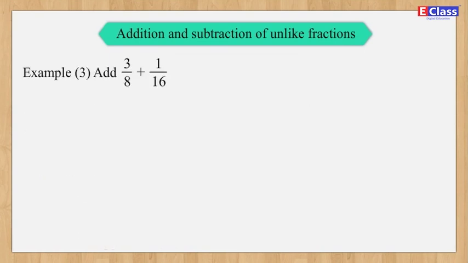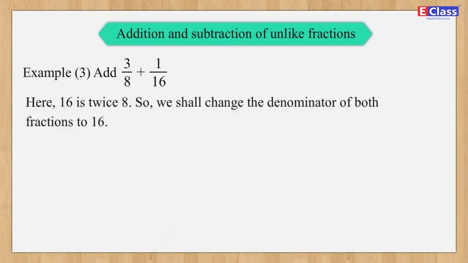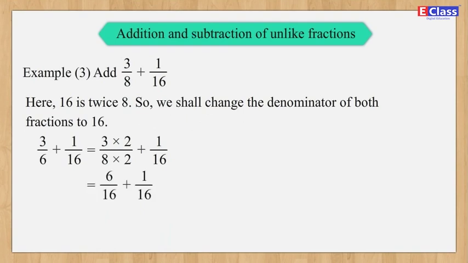Example 3. Add 3/8 plus 1/16. Here, 16 is twice 8. So, we shall change the denominator of both fractions to 16. 3/8 plus 1/16 is equal to (3 multiplied by 2)/(8 multiplied by 2) plus 1/16, which is equal to 6/16 plus 1/16, which is equal to (6 plus 1)/16, which is equal to 7/16.